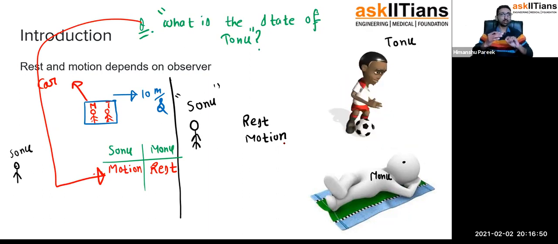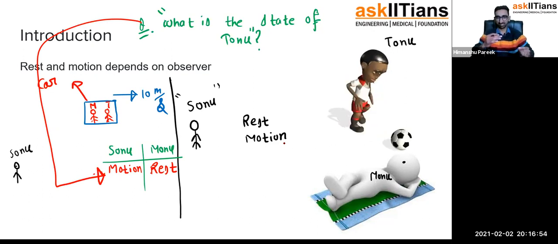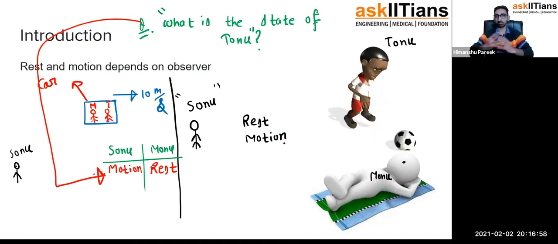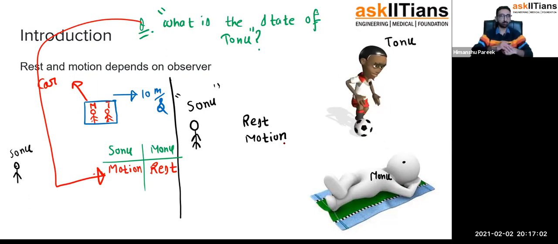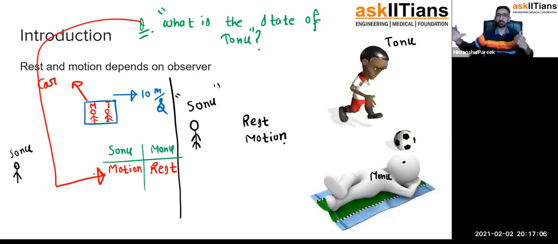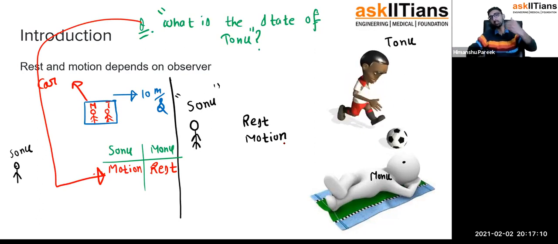And then you need to know the information of that person also to whom you're asking. Now let me change the way of answering their question. Tonu is sitting in a car and the car is moving with a velocity of 10 meters per second. So that's why I'm saying that motion.